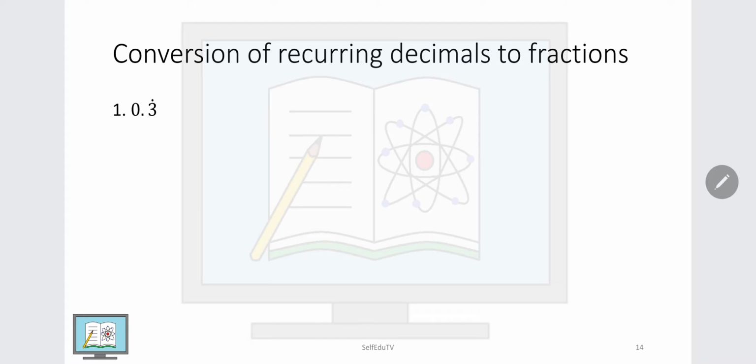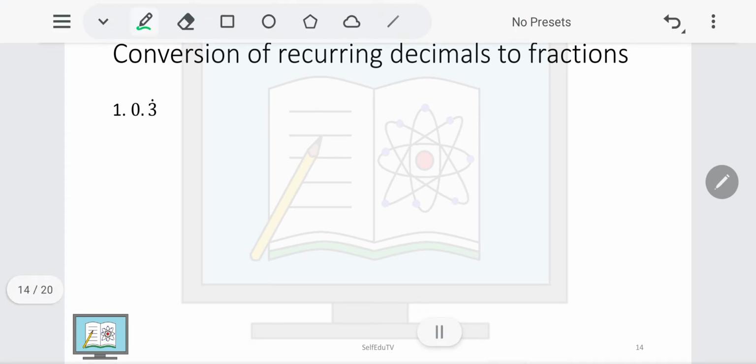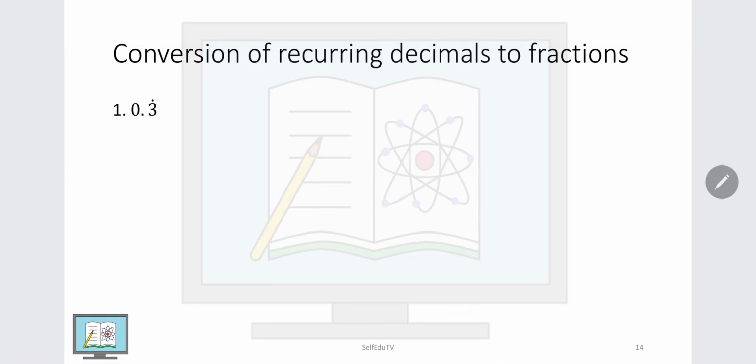Okay, next, let us look at how to change recurring decimals to fractions. So quite frequently asked in the exam. So the idea is you need to form two equations, and then you subtract these two equations to get the fraction. Okay, let me show you the first one for you to have an idea.